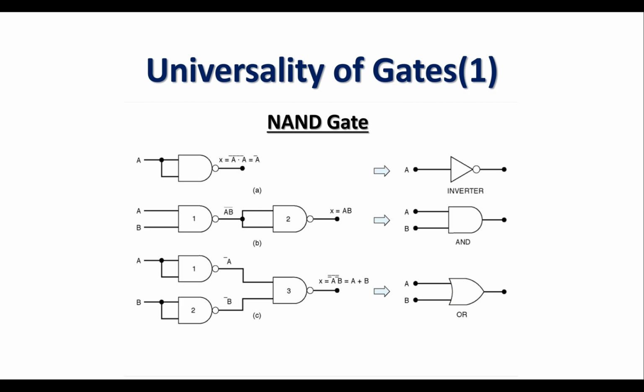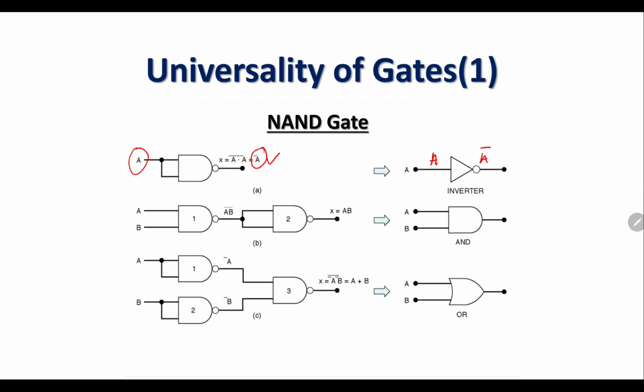So this is an example of the universality of gates. What is this gate? This is the NAND gate. This NAND gate can also perform other operations if it's considered a universal gate. For example, with this one, A times A bar becomes A bar. So if you give the input A, it becomes A bar, performing the inverter operation.